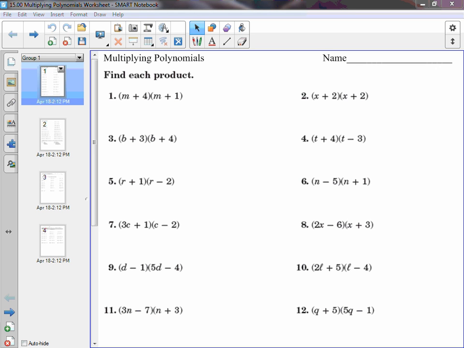All right, let's start off by multiplying binomials. Binomials have two terms. So let's take a look at number one. That should be a fairly easy one. FOIL method, which is really just using the distributive property twice, is what it amounts to, okay?